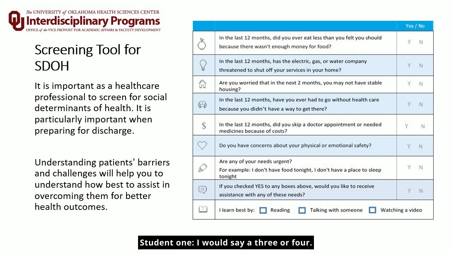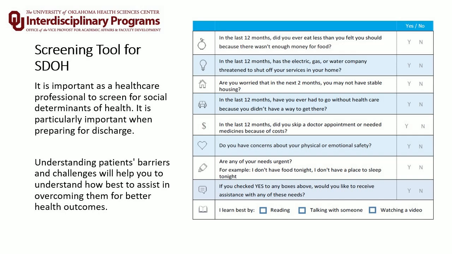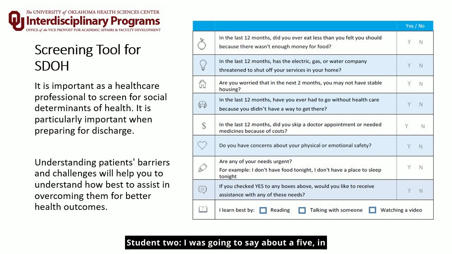I would say a 3 or a 4. Okay. Any other thoughts? I was going to say about a 5, in my experience at the hospital asking these questions. Okay, good. Thank you, Todd and Kayla. I would agree with you.